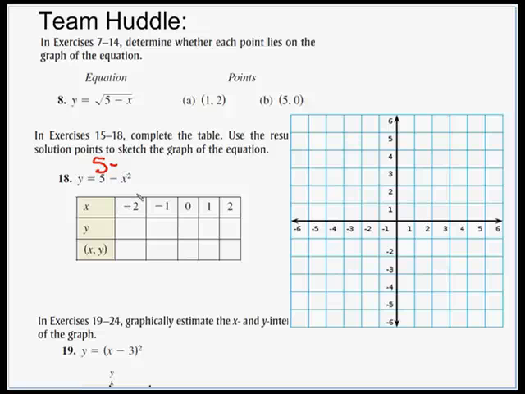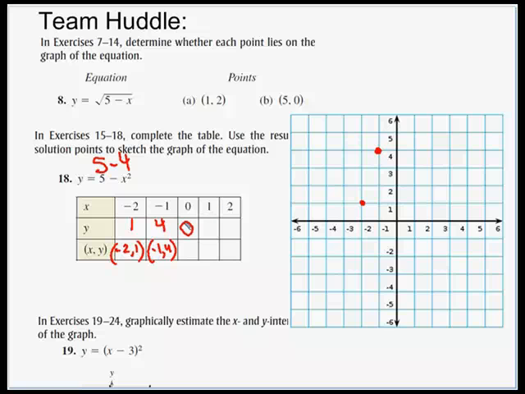So 5 minus -2 squared is 4. 5 minus 4 is 1. So they want us to write the point here, x comma y, -2 comma 1. And let's graph it right now. -2 up 1. Next, let's plug in -1. 5 minus -1 squared is 1. 5 minus 1 is 4. -1 comma 4 is our point. -1 up 4.